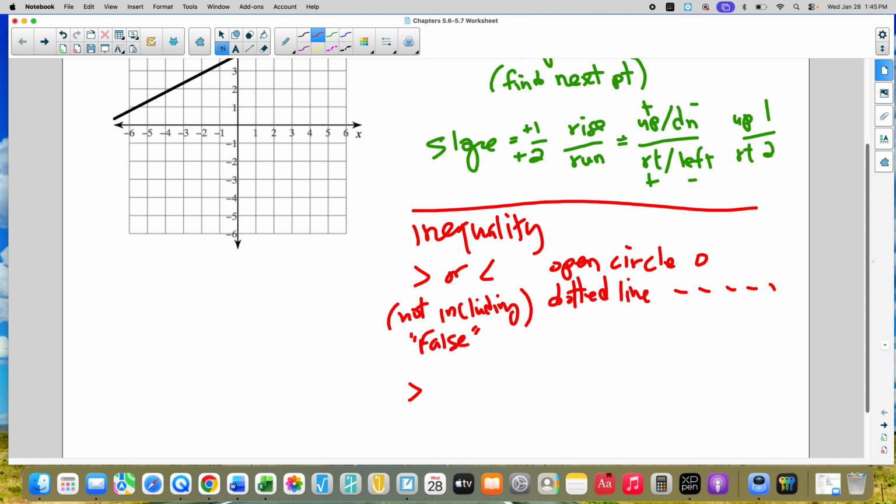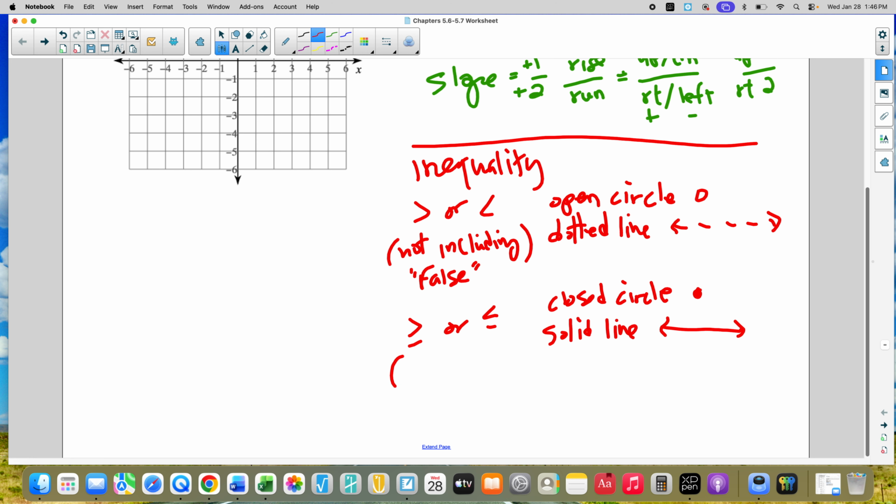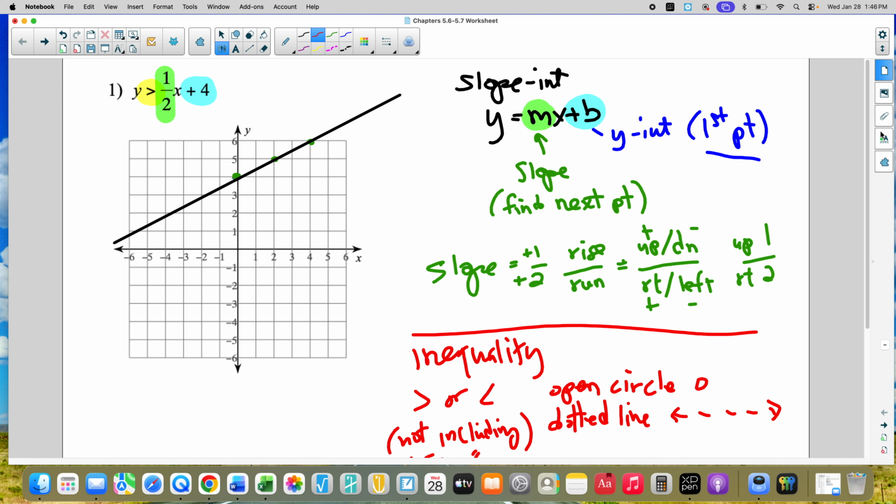If I had a greater than or equal to or a less than or equal to, I'm going to have a closed circle for my points, and I'm going to have a solid line. We can do little arrows there so we know that that's the line. And the reason why they're closed circles is because we are including the border, because the border points are true. Those are solutions. So in this example, it's greater than.